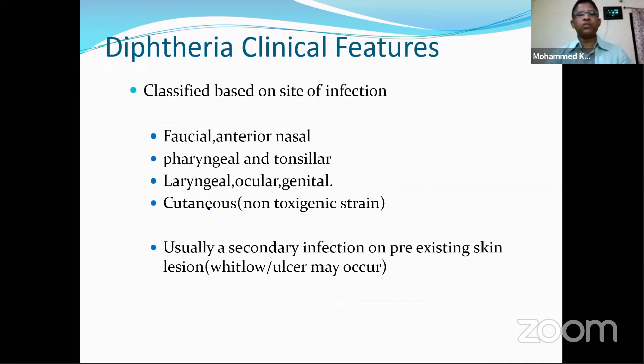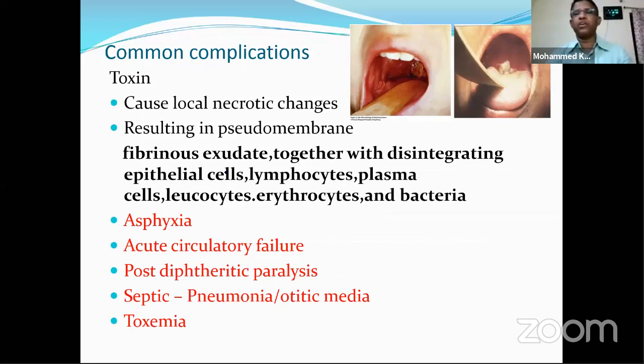Fine. Based on site of infection, you have the faucial, the anterior nasal, the pharyngeal diphtheria, the tonsillar diphtheria. I'll show you some pics where you can understand what's happening here. In these pics you can see the erythematous sore throat, the entire throat has gone red, and you can see the pseudomembrane very nicely over here. And they will sometimes ask you, what is this pseudomembrane?